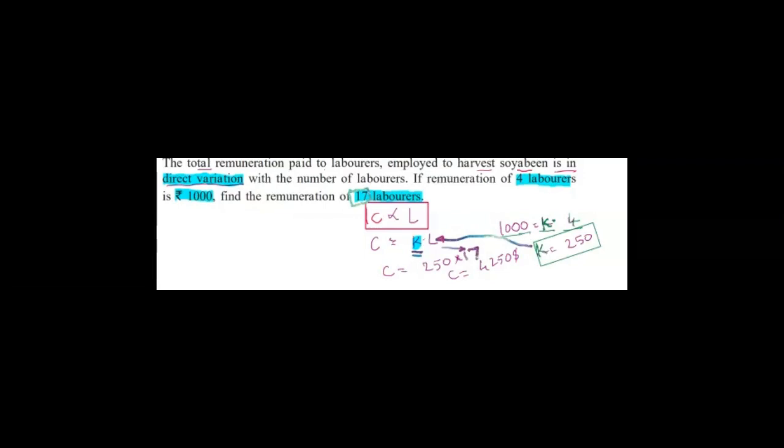Let's change the color for more clarity. So 250 multiplied by 17. I'm not changing the currencies. Let's calculate this: 250 times 17. 25 times 17 is 425, and you can add a 0 for this one. So 4250. This is the value you are getting in this case, 4250.